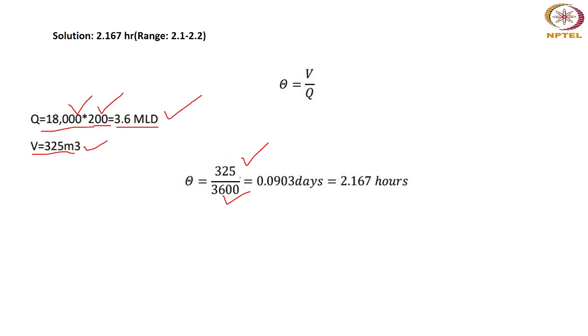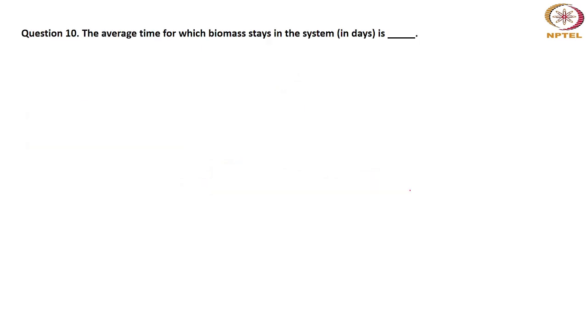Again and again, I am telling, convert the units. You will find 0.09 days and it can be said as 2.167 hours.